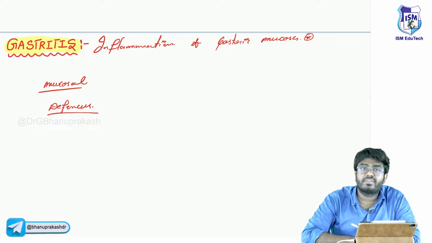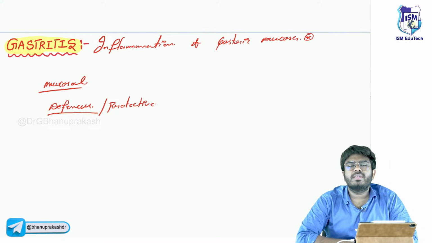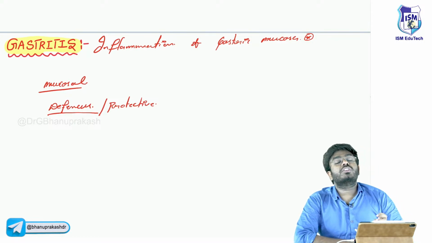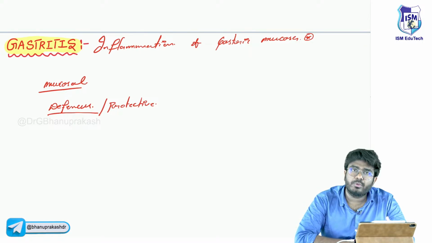There are certain mucosal defenses, or mucosal protective factors. Defenses are protective factors, which means these factors, whichever I am going to discuss, will always try to help in the production of the gastric mucosa. They help in the production of a good amount of gastric mucus secretion.